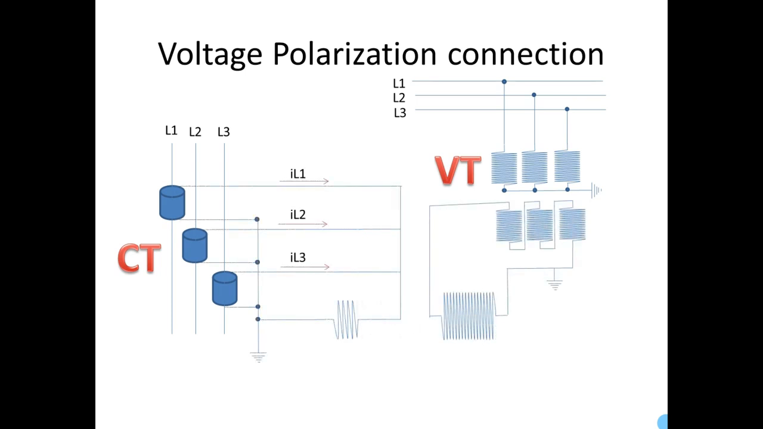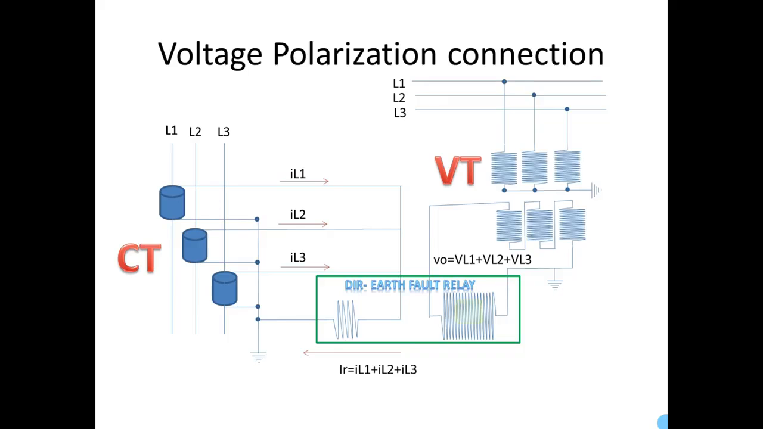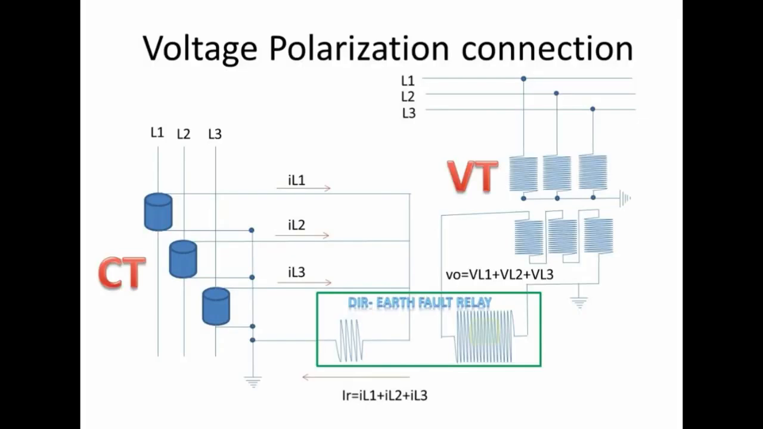And for voltage we have to take an open delta voltage. The open delta voltage will be detected when we have an unbalanced voltage in the line or bus. If we have a balanced voltage, then the open delta voltage will be 0. This voltage will be a reference for this fault current. The fault current will be detected on the phase side.